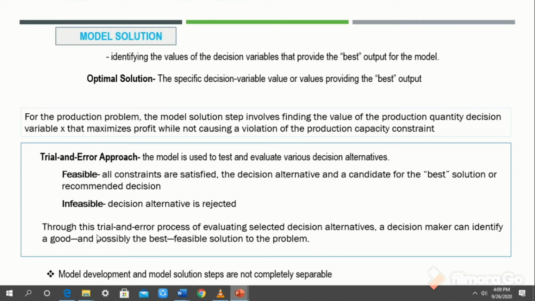Now, through this trial and error process of evaluating selected decision alternatives, a decision maker can identify a good and possibly the best feasible solution to the problem through trial and error approach. Now, model development and model solution steps are not completely separable. That should not be separable because sa model development, diri ka magsugod og himo. And then, sa model solution, himuan na nimo og solution ang imuhang problem. So, dapat dili na siya mag-separate.